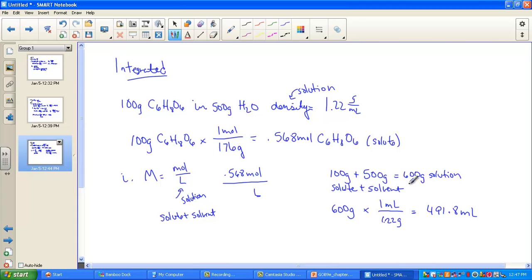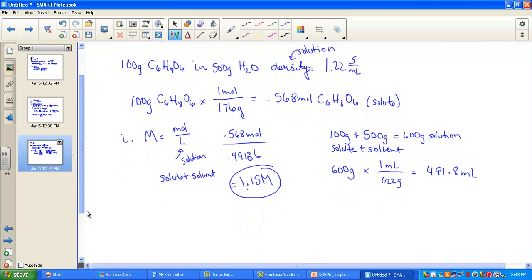I added the two components to get the mass of the solution and used the density to convert my gram unit to a volume unit by dividing. Now I have the number I need over here to find molarity. 0.4918 liters of solution. Moles of solute per liter of the whole solution, and let's solve. 0.568 divided by 0.4918 gives us 1.15 molar units. Big M for molarity.